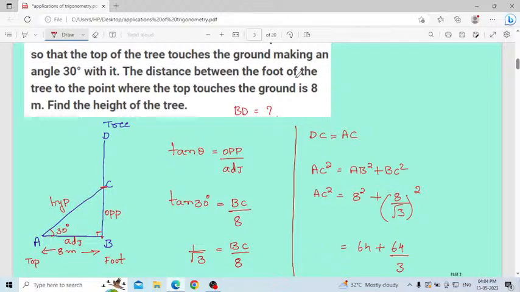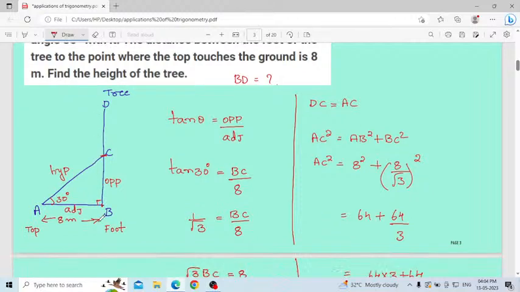The distance between the foot of the tree and the point where the top touches the ground is 8 meters. This is the foot of the tree. This is the top of the tree after it is broken. The distance between these two points is given as 8 meters. Then what do you have to calculate? You have to calculate the height of the tree. You know, tan theta is opposite divided by adjacent. Here the angle is given as 30 degrees.